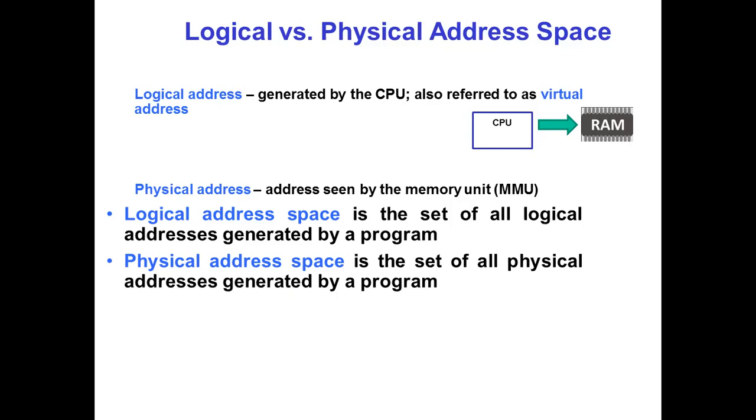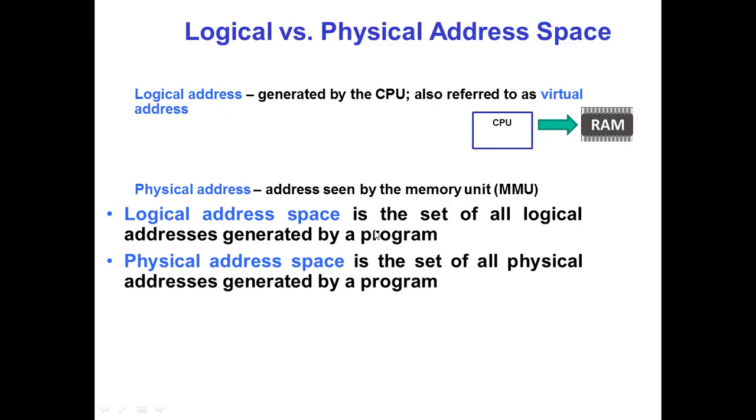And what is the physical address? The address seen by the memory unit. Okay, so MMU, here we can say the main memory unit. So the address seen by the memory unit, which we are just indicating by the MMU here, is called the physical address. Okay, so we have the physical address as well as the logical address. So a logical address means one generated by the CPU, and the address we see in the memory unit is called the physical address.